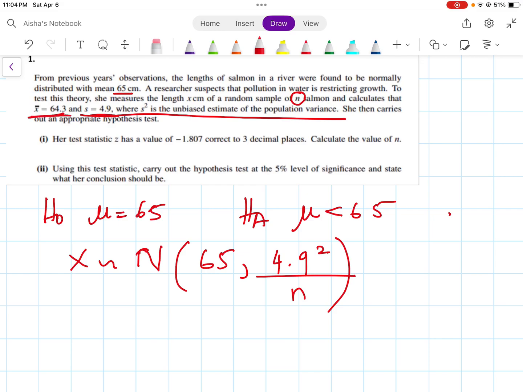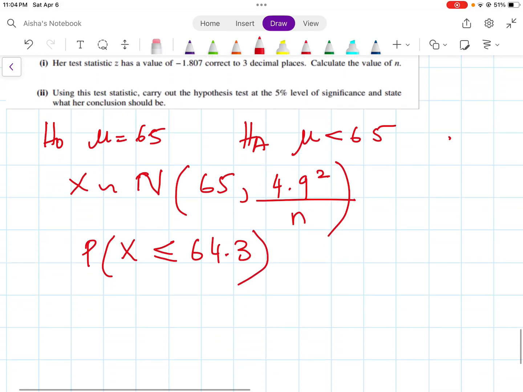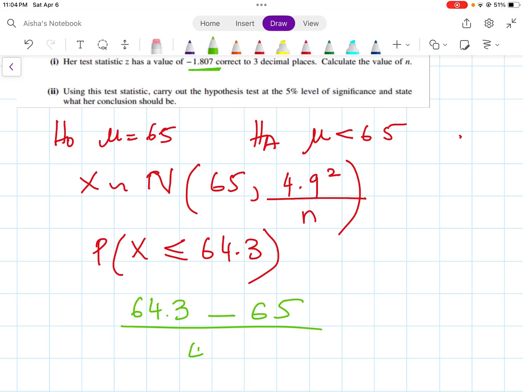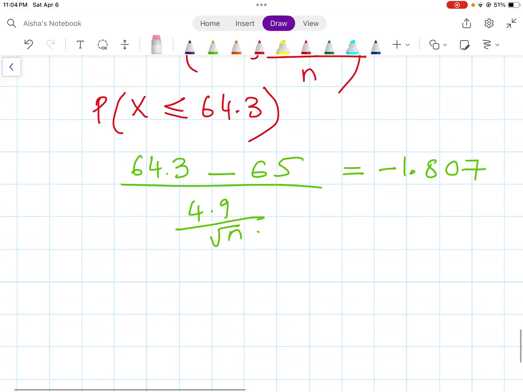Now, what is the test statistic value? Is this, and the z value for this has been given, which is minus 1.807, meaning there's no hypothesis testing required. It's just the concept that they're using. So I'm just standardizing it. We know that the z value is equal to minus 1.807. So let's find out the value of n from here.